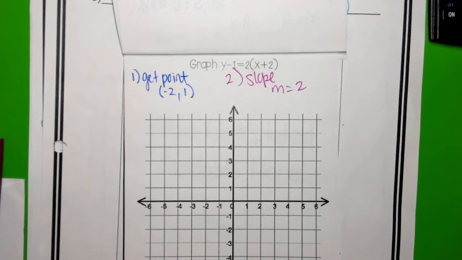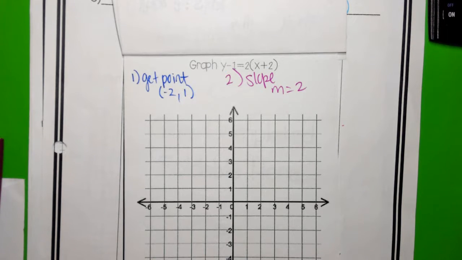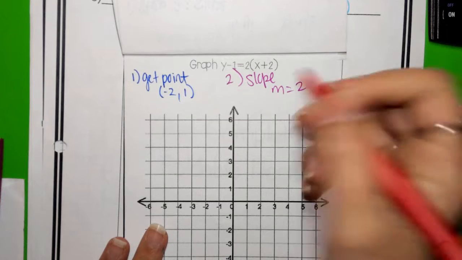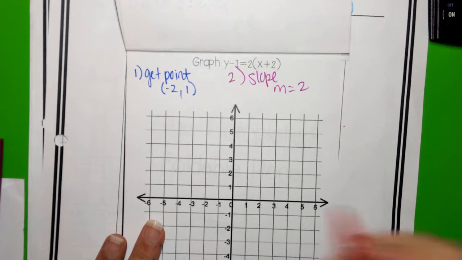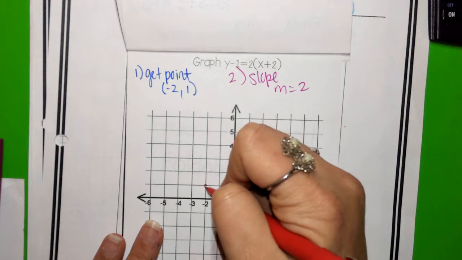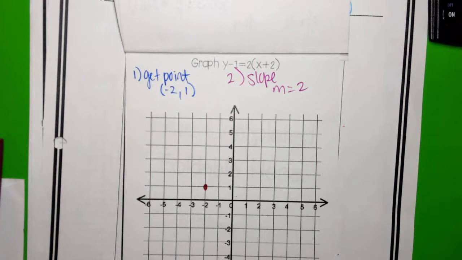Who thinks they can tell me what we're going to do from there? Graph the point first. Plot the point first. All right, give your table a point on your number line. Circle a point. So you go negative 2, up 1, put a dot. Who thinks they can tell me what to do next?